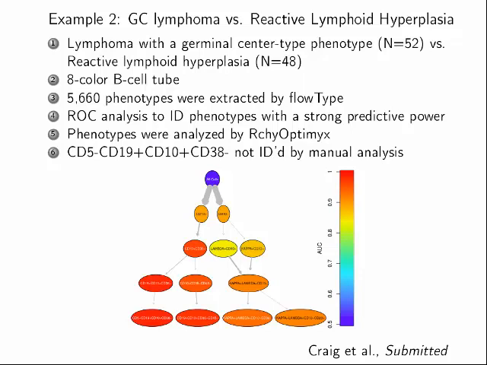You can't see these, but it says CD10 positive, CD38 negative. And the color of this dot tells you how important that cell population is to distinguish between your two groups. In this case, the group was GCL lymphoma versus reactive lymphoid hyperplasia. So they had beforehand this idea that these FCS files belong to two different groups.